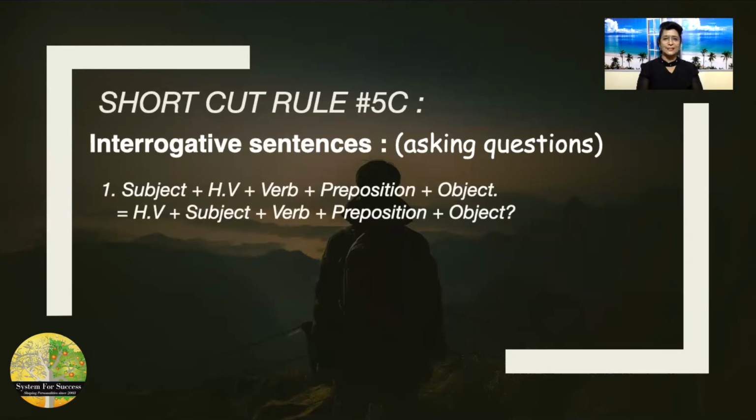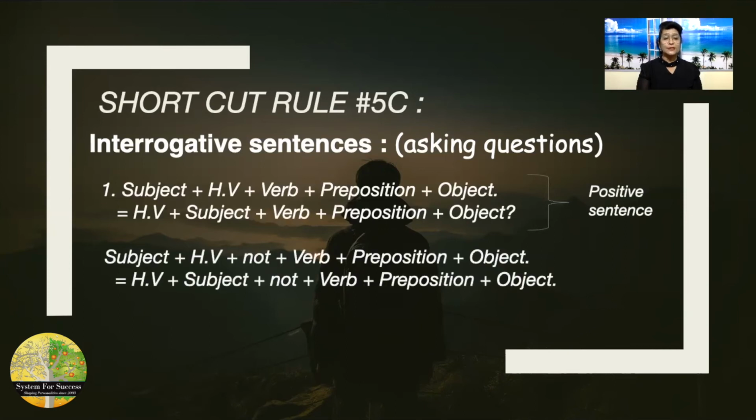Any sentence, how we frame? सबसे पहले subject, उसके बाद helping verb, फिर verb, preposition and then object. Interrogative sentence में हमने क्या करना है? आपने सेंटेंस को हेल्पिंग वर्ब से स्टार्ट करना है. ठीक है?